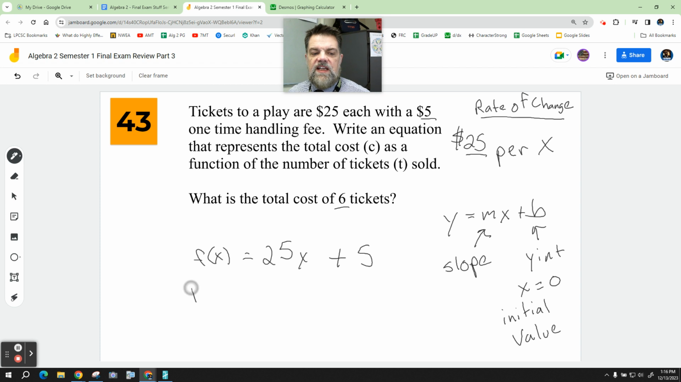Now I know everybody in here could probably figure that out, but if we were to do it in Algebra 2 terms, what we would do is wherever there's an x, we would plug in a 6, do the math, and see what we come up with.